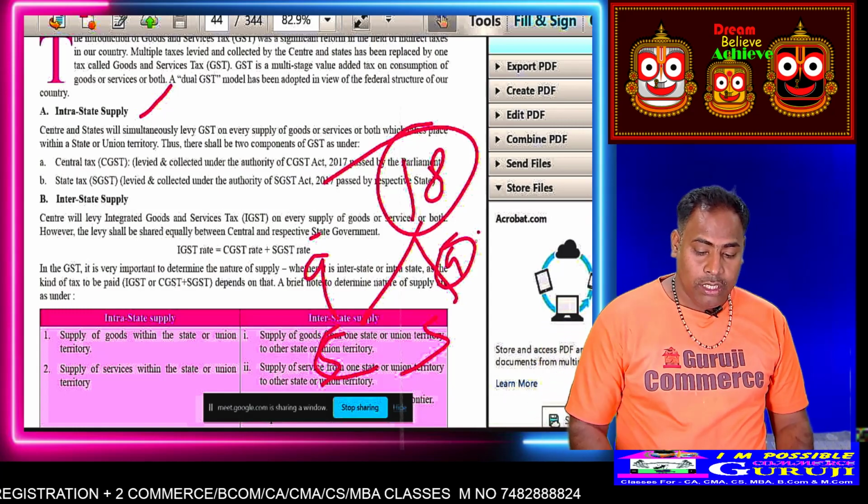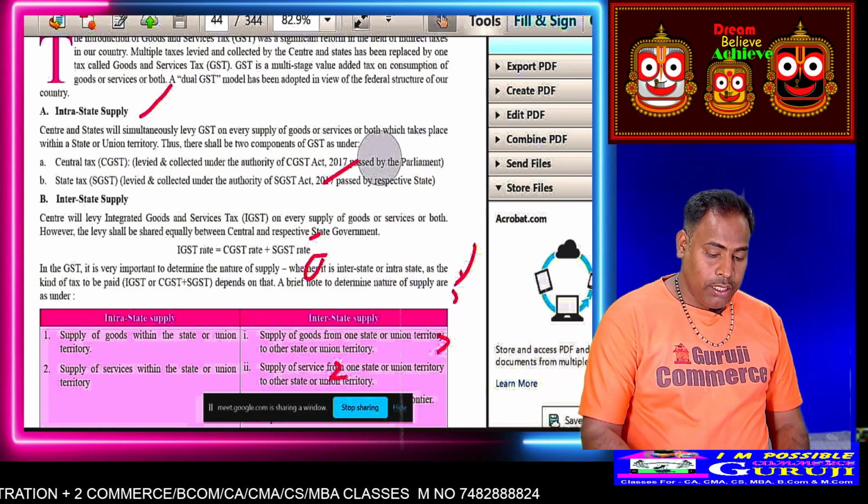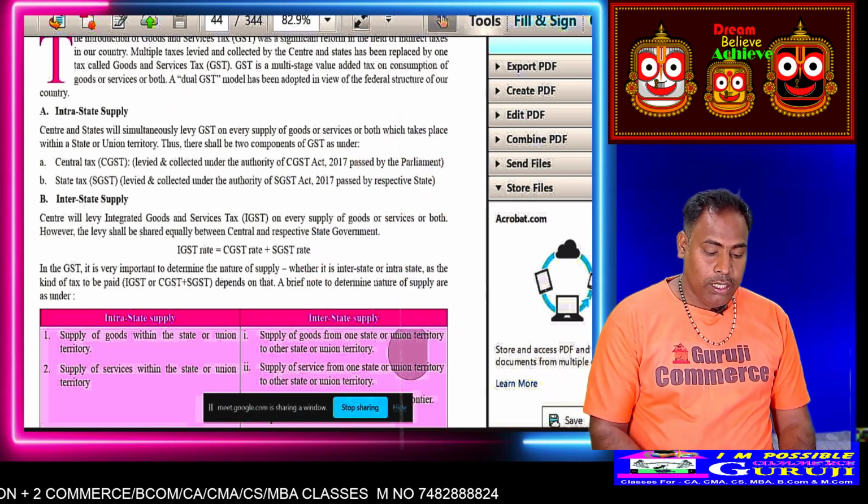Yes, this is the difference. Got my point?